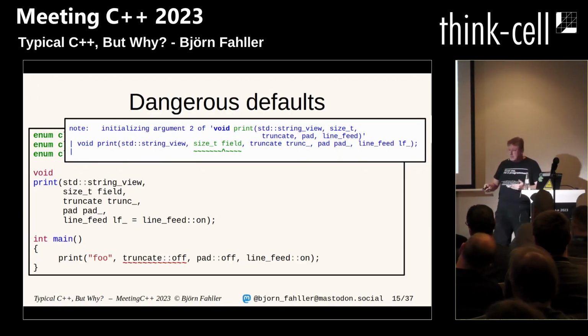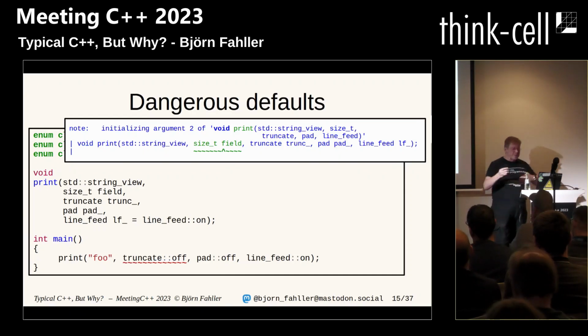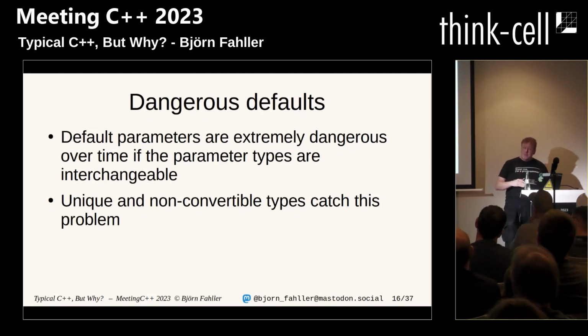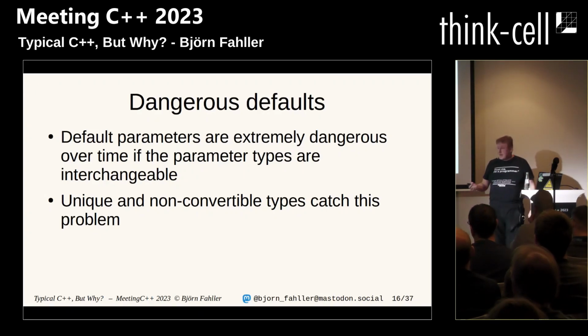But again, distinct, unique types that are not interchangeable save the day. So, as I said, default parameters are extremely dangerous over time if the parameter types are interchangeable. If they're not, it's fine. And unique and non-convertible types catch this. You get compilation errors if you make a mistake.